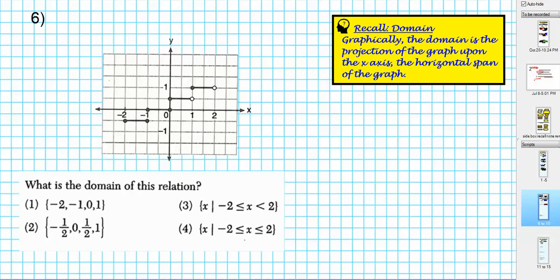Alright, let's take a look at question number 6. It reads, what is the domain of the relation? So we have the graph of a relation here, clearly not a function. So what is the domain?